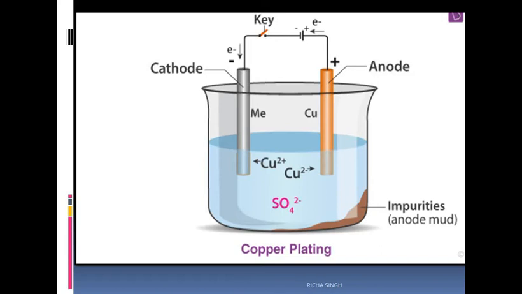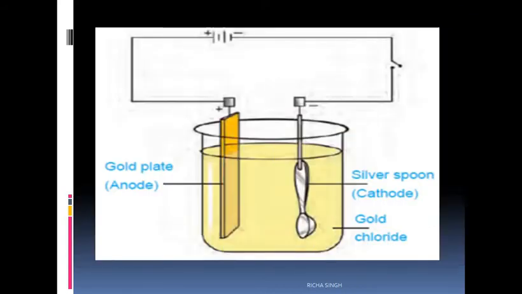So the copper metal at the anode will get oxidized to copper ions, and these copper ions will go into the solution. As a result, the concentration of copper ions in the solution will be maintained. At the cathode, copper ion plus 2 electrons changes into copper metal. At the anode, copper metal is oxidized to copper ions plus 2 electrons. In this way, coating is done.